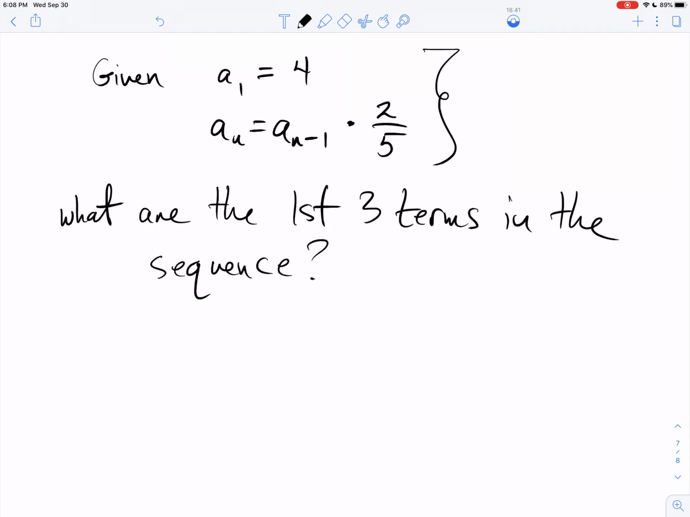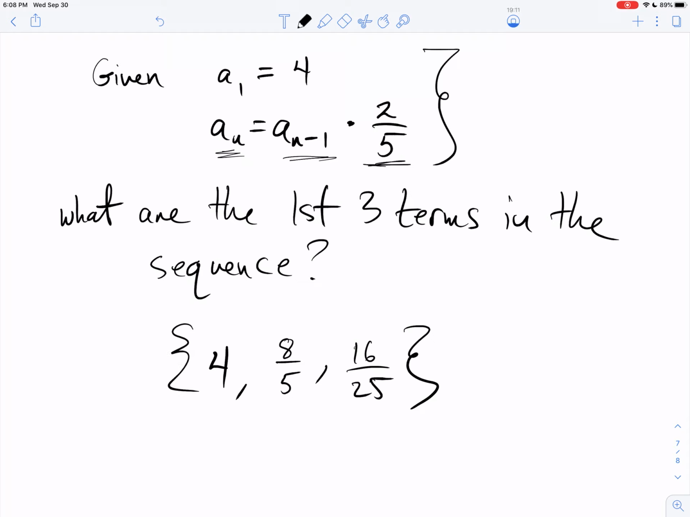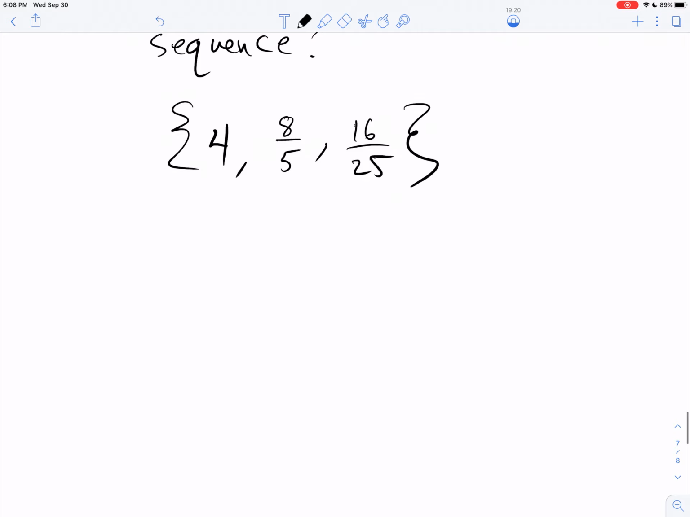Well, you already know the first one because it's 4. They told you a1 is 4. But how do I get the next one? Remember, if you want to know the next number in the list, as long as you know the one that came before it, multiply it by 2/5. So you already know it starts at 4. So 4 times 2/5, well, that's 8/5. Well, what about 8/5 times 2/5? I'd get 16/25. And that, my friends, would be the first 3 numbers in the sequence. Sometimes they'll do something like that. Or sometimes they'll give me something like this.